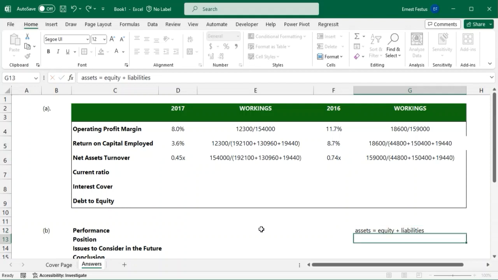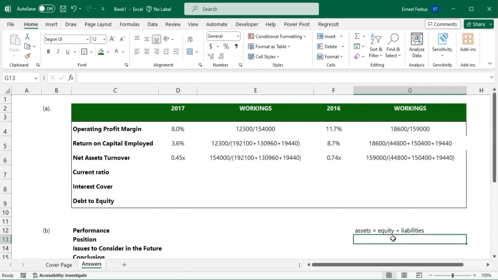So we have our equity plus liabilities. That is the basic accounting equation. And we know that to find our equity, it is going to be equal to our assets minus the liabilities. And this equity right here is also known as net assets.